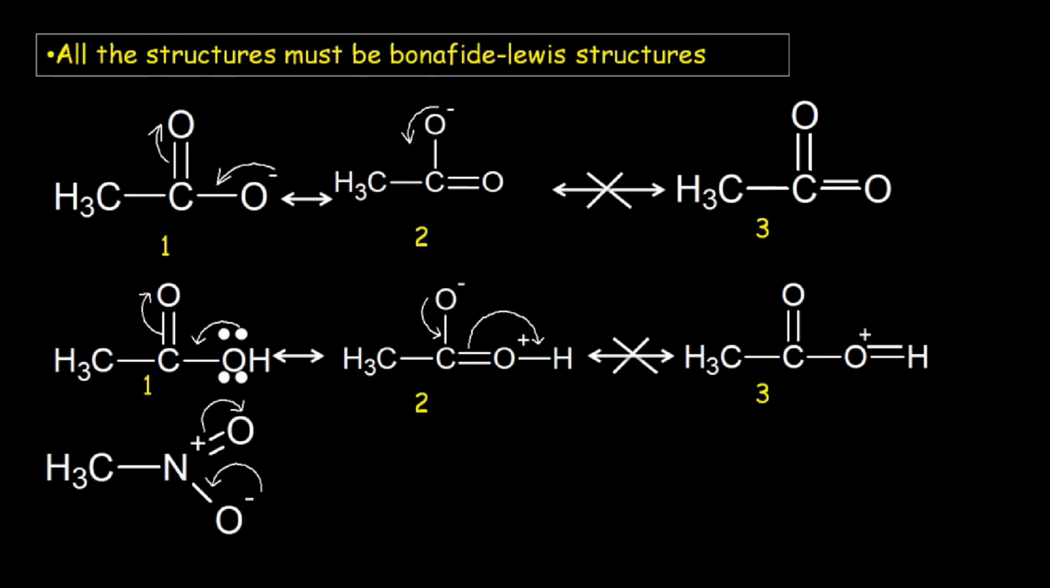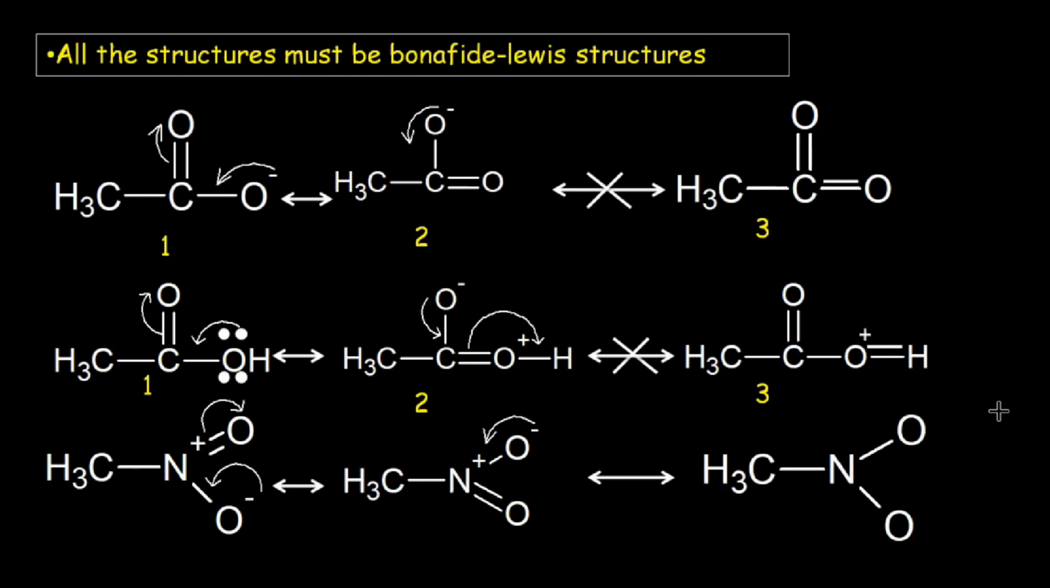Consider another example of nitromethane. The negative charge on one of the oxygens shifts between nitrogen and oxygen and the double bond breaks off, giving this structure. Now if the negative charge shifts between nitrogen and oxygen, giving 5 bonds to the nitrogen, this structure would not be justified and it is against the rules of resonance. So structures 1 and 2 are the canonical forms while structure 3 is not correct. So this is the third rule of resonance, that all the structures must be bona fide Lewis structures. All the bonds must be justified.